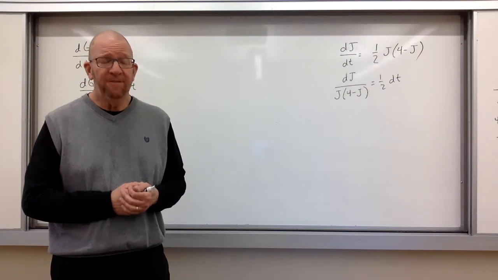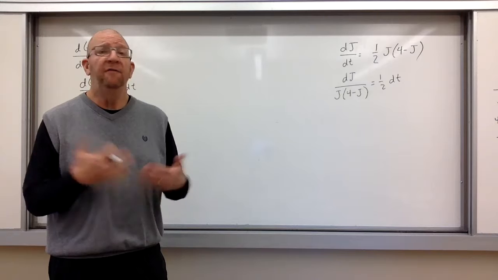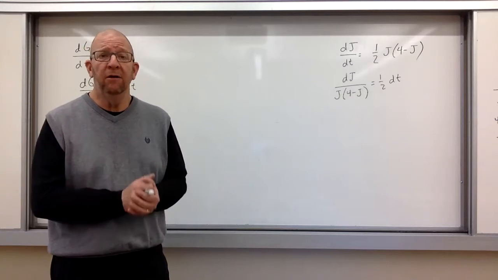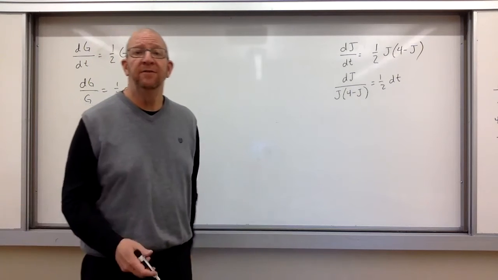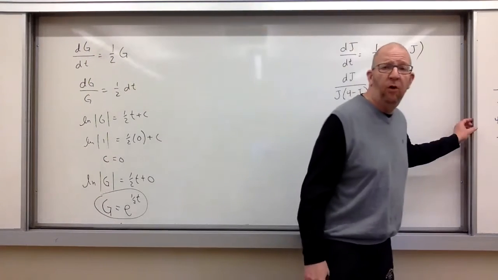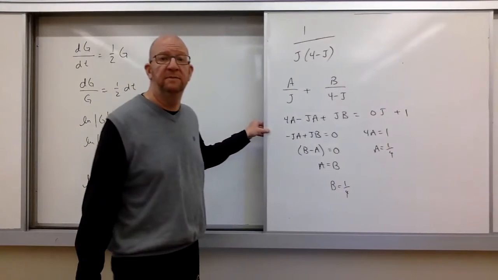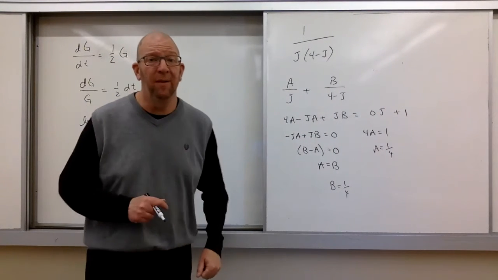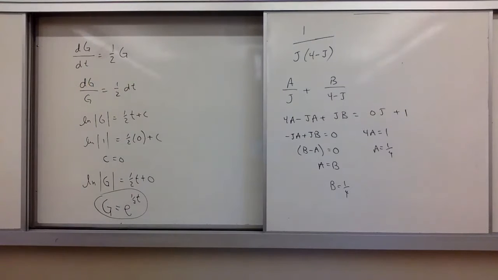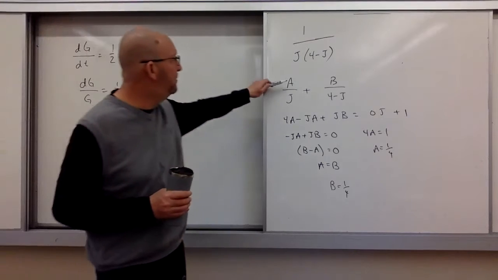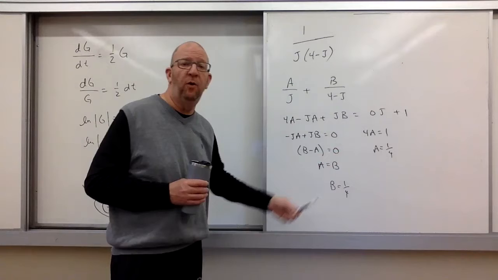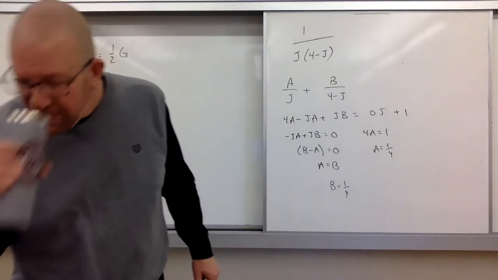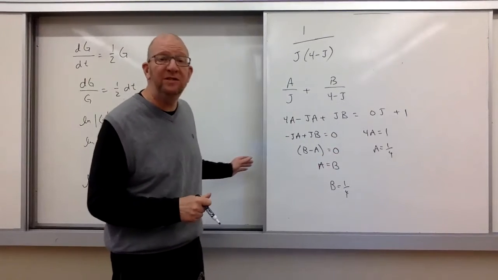And as always, feel free to pause and work it out on your own. Fast forward, go get a cup of coffee, or watch a YouTube video. Oh wait, you're already watching a YouTube video. So let's work out 1 over j times 4 minus j using partial fractions. I think I might go get a cup of coffee. A over j, B over 4 minus j. This works out nicely. You should get A as 1/4 and B as 1/4.